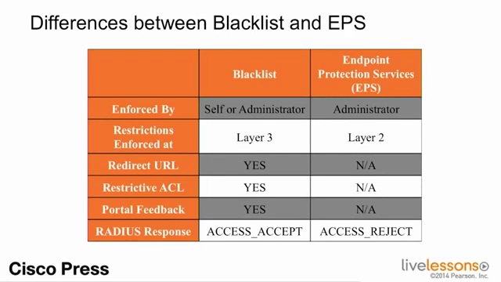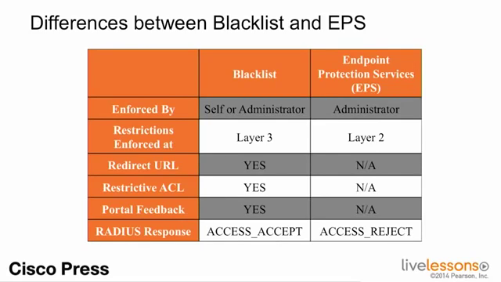In this table, I've outlined what is actually happening in each of these scenarios at the network and application layer. If you look at EPS, you see that this scenario is only enforceable by an administrator. However, blacklist is something that can be done by the user or by the administrator. The EPS approach is a very aggressive approach, completely restricting the device to a very small level of Layer 2 access between the device and the NAS. It also provides no feedback to the user.